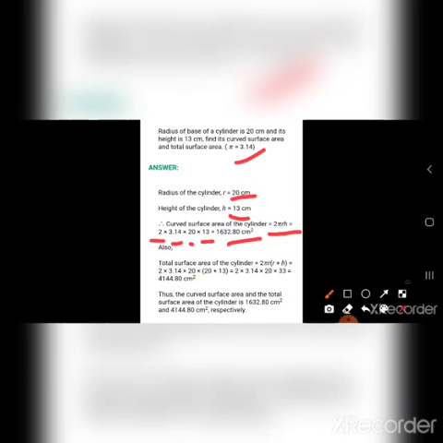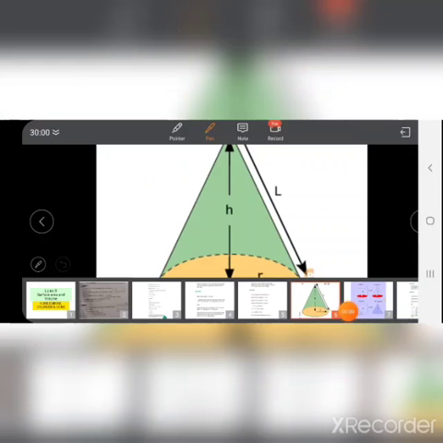Same way, the formula for total surface area of a cylinder is 2 pi r (r plus h). So the values are getting substituted. First, we always solve the bracket. The answer is 4144.80 centimeter square. Thus we can get the curved surface area and the total surface area.